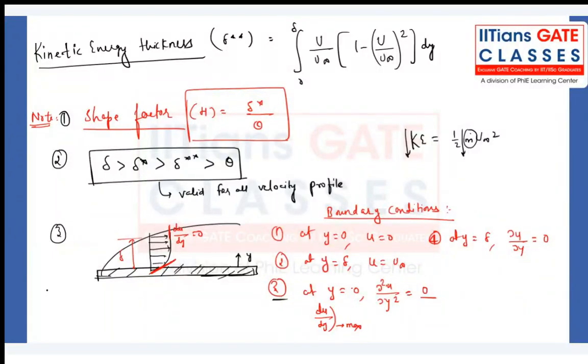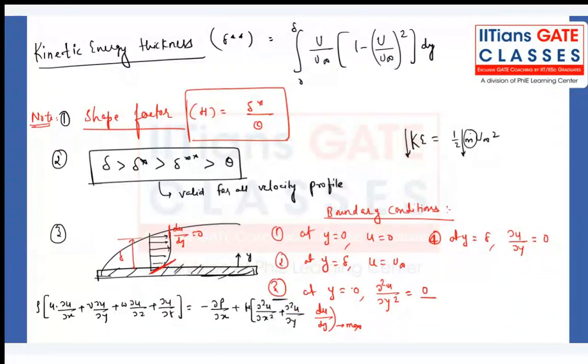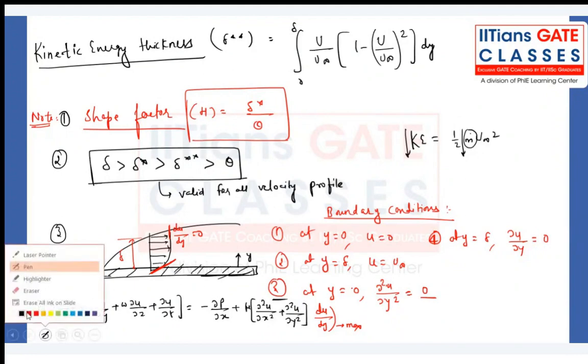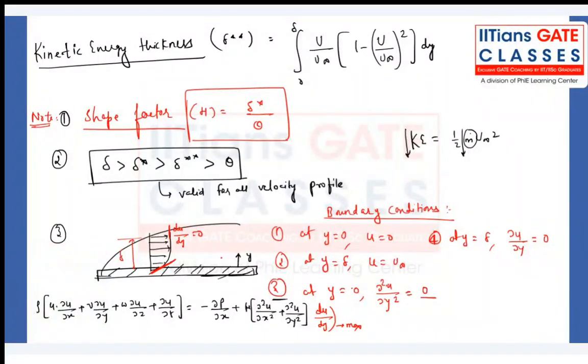Or you can also complete this third boundary condition from the Navier-Stokes equation. What is that Navier-Stokes equation? So here you can write rho into dou u by dou x plus v into dou u by dou y plus omega into dou u by dou z, equals minus dou p by dou x plus mu times dou square u by dou x square plus dou square u by dou y square, like this.